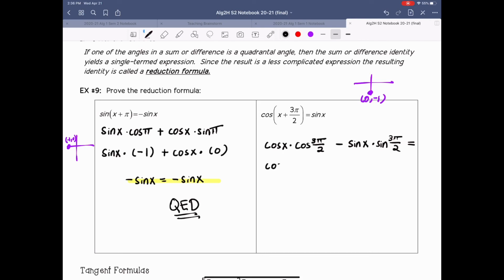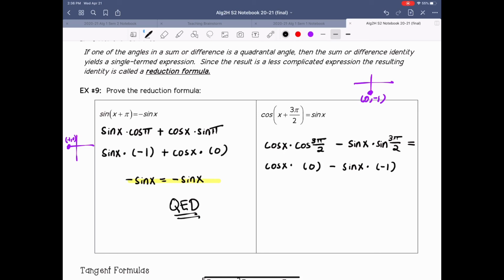We have the cosine of x, but I know that based on the unit circle, the cosine of 3 pi over 2 is 0. So we have the cosine of x multiplied by 0. Now for the second side, we have minus sine x times the sine of 3 pi over 2, which we know is -1. So I have sine of x multiplied by -1.